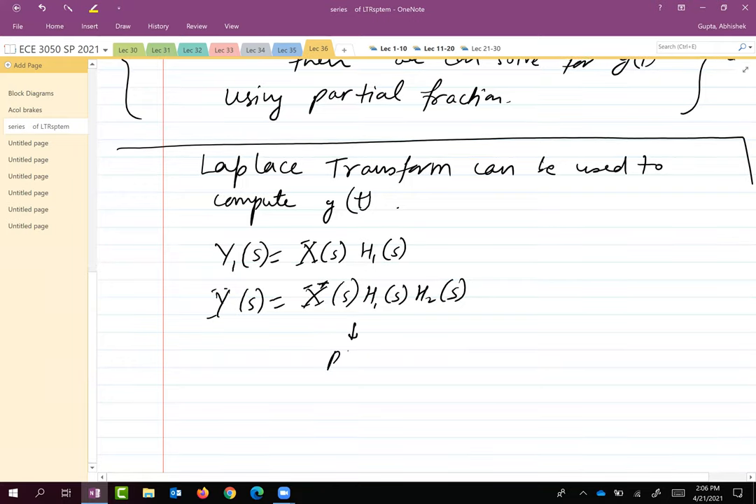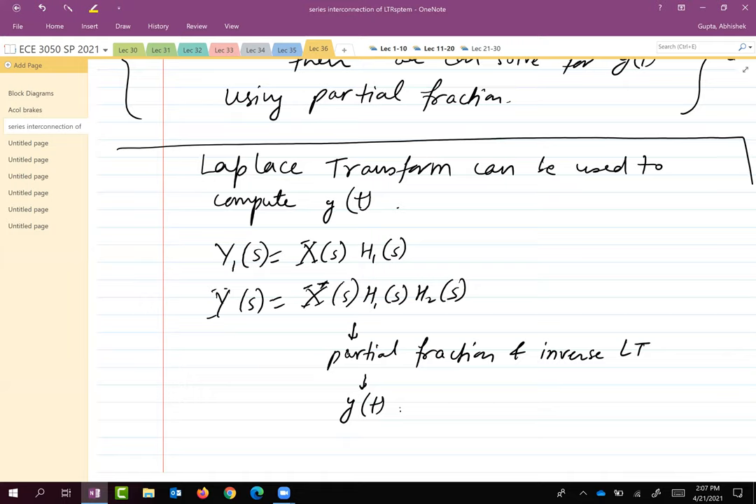Now I can use the partial fraction and inverse Laplace transform to get the value of y of t. And this can be done only after lecture 35, only after we have developed the theory of Fourier transform or after we have done Laplace transform or Z transform.